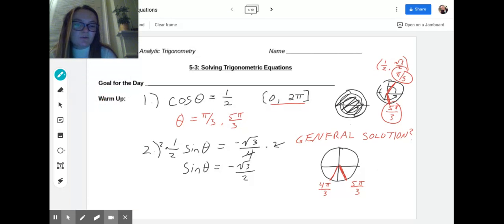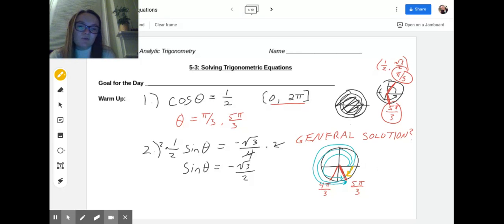Let me show you what I'm talking about. I could go all the way around the unit circle this way to get 5 pi over 3. I could also go all the way around the unit circle, continue on, and go all the way around again and still get 5 pi over 3. I could also go down pi over 3 and still get the same solution. So really the question is, how do I generically represent all of the solutions? Because technically there are infinite coterminal angles in this instance.